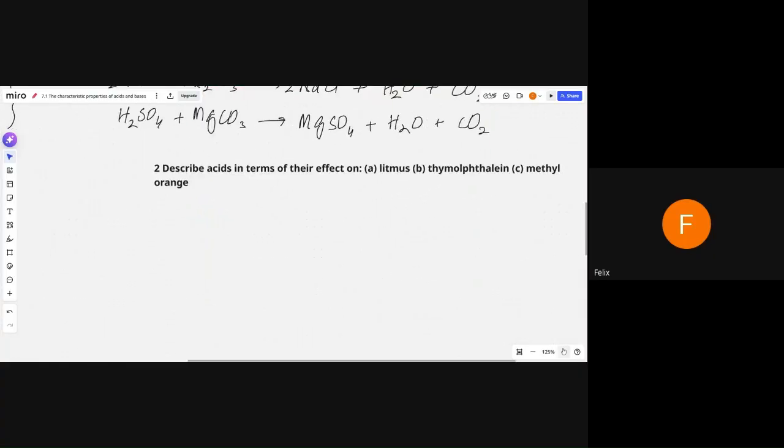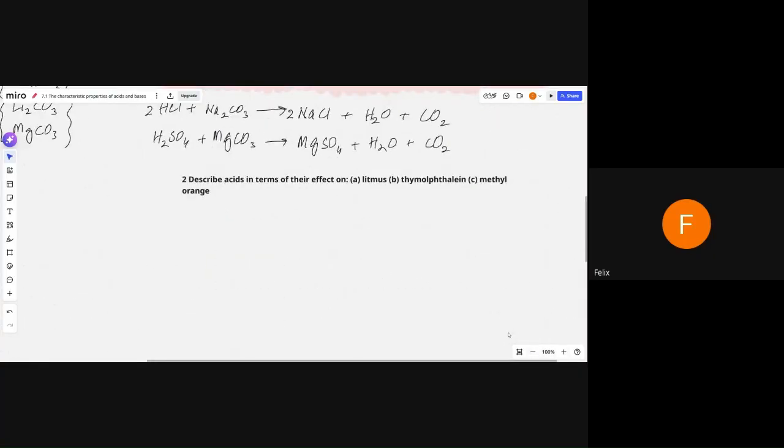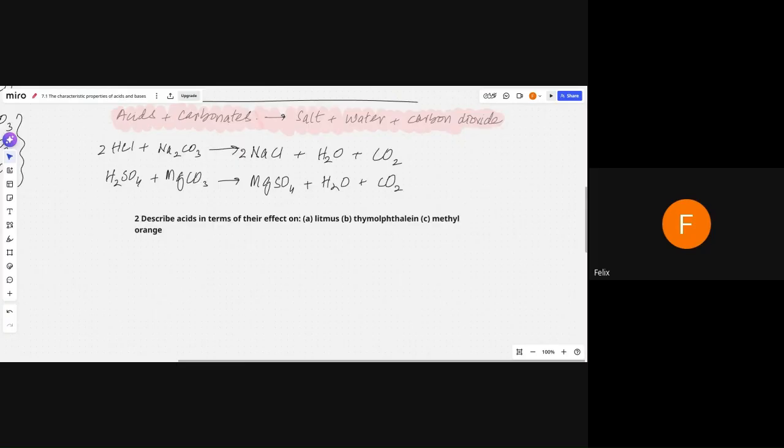And yeah, okay. So describe acids in terms of their effect. Okay, now what are these things? These are called indicators, right? So they are indicators, and they change color. They have a different color change, right?